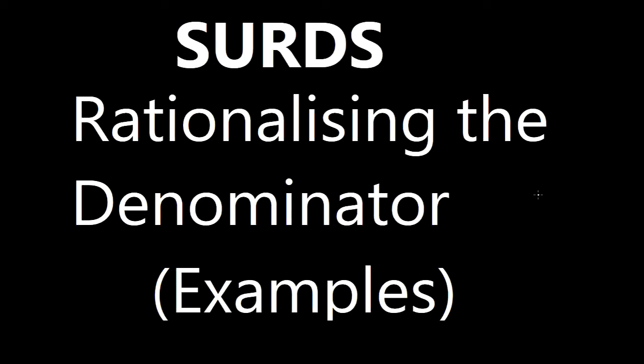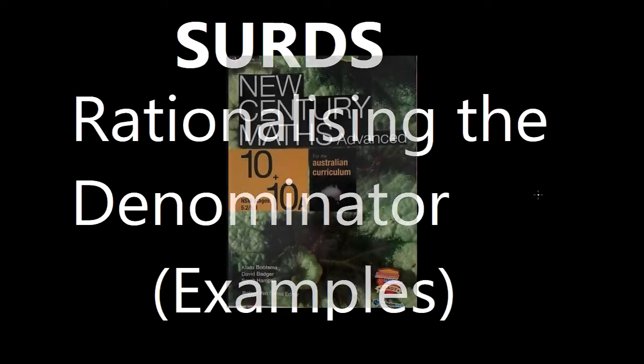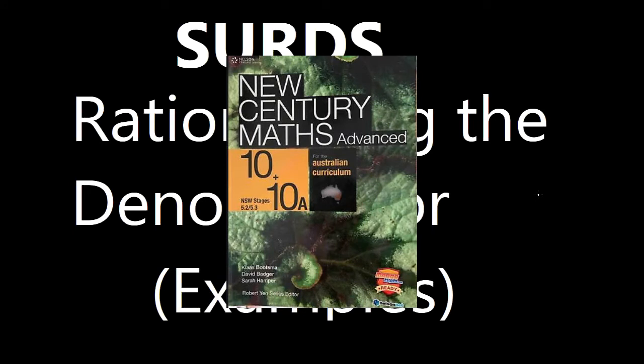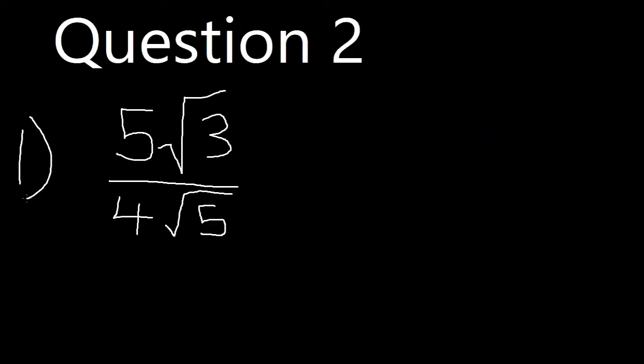We're going to be doing some examples of rationalizing the denominator, which was explained in the previous video. Now, the examples that we're taking in this video come from the New Century Maths Advanced textbook for Year 10, and we're going to be doing the last question of all the tricky ones. Okay, so this is question 2 because question 1's a multiple choice, and this is part L of question 2. So, let's get stuck into this one.